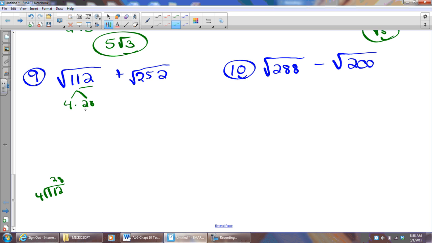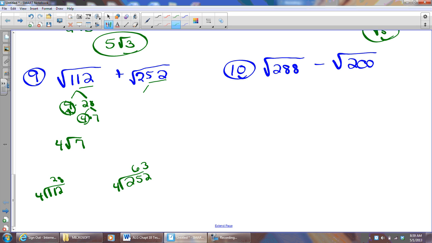Now, I'm going to leave that as a 4, because I know that 28 can be 4 times 7. Look at that, I got a pair of 4's, I got a 7. Rad 112 breaks down to 4 rad 7. All right, rad 252, again, 4 is going to go in. I'm going to try that 4 thing again. It worked pretty good that time. 252 divided by 4. It's going to go 63 times, I believe.